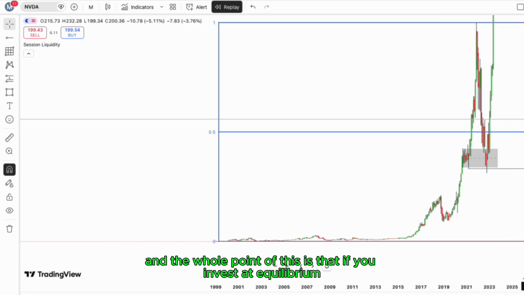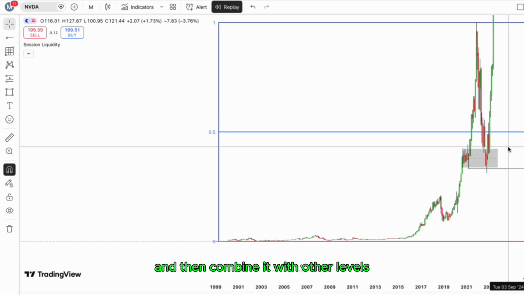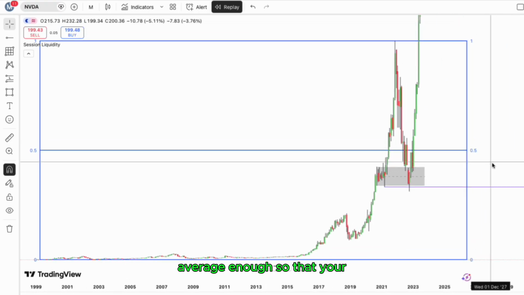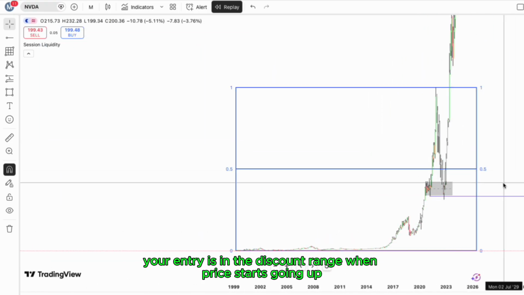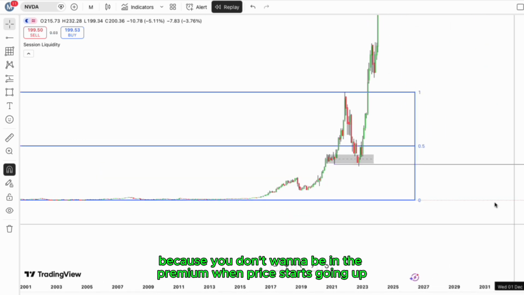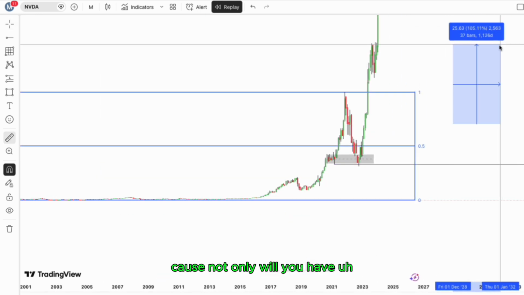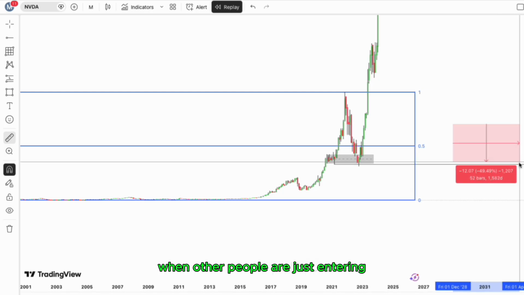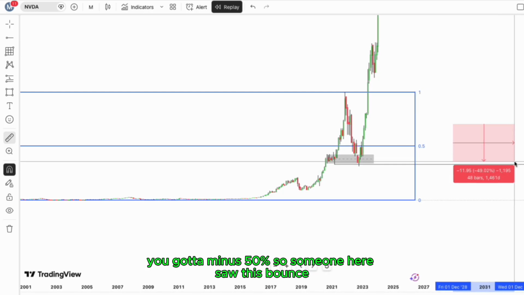And the whole point of this is that if you invest at equilibrium and then combine it with other levels, the whole point is just to dollar cost average enough so that your entry is in the discount range when price starts going up. Because you don't want to be in the premium when price starts going up, because not only will you have less profit, but if price decides to reverse down when other people are just entering, you're at a minus 50%.